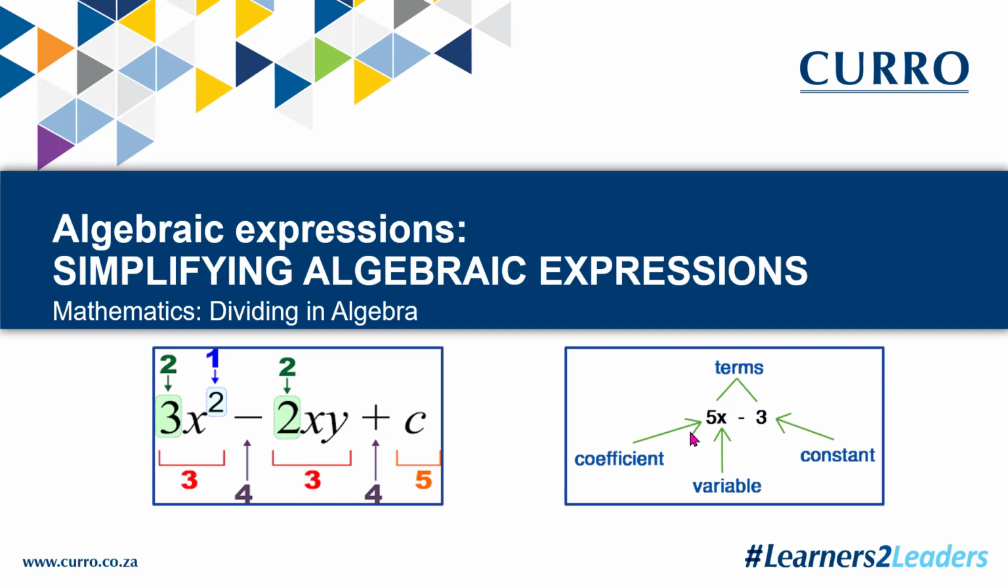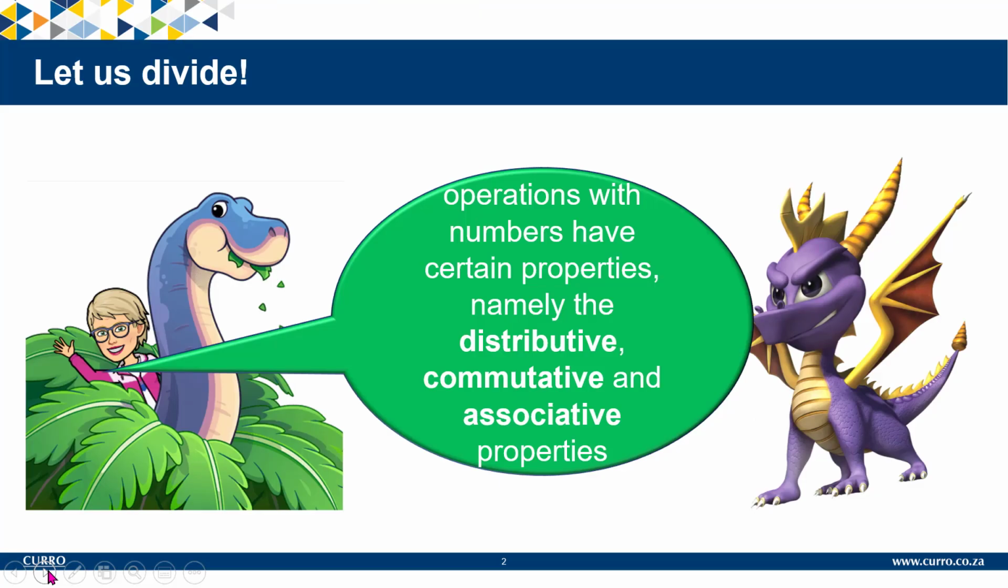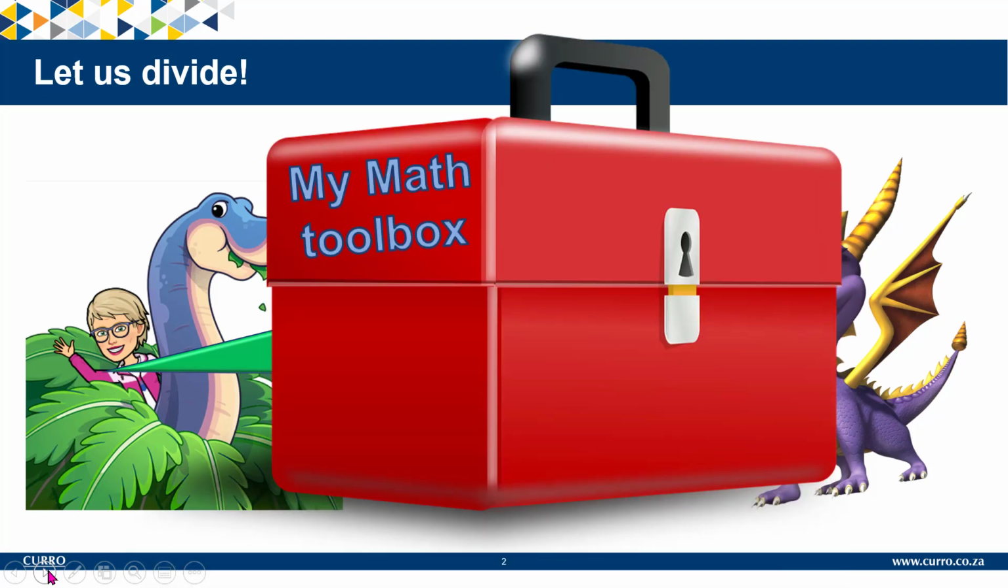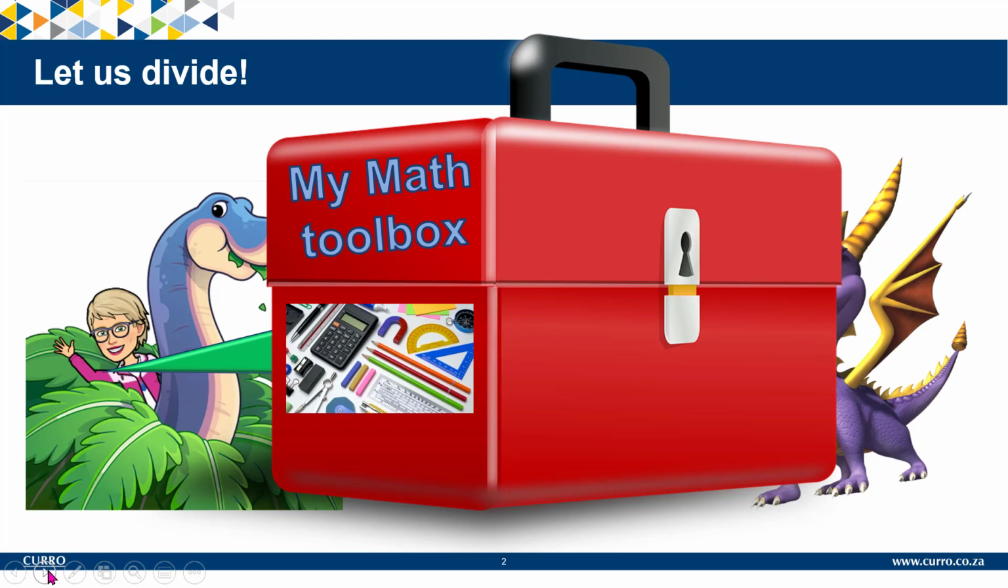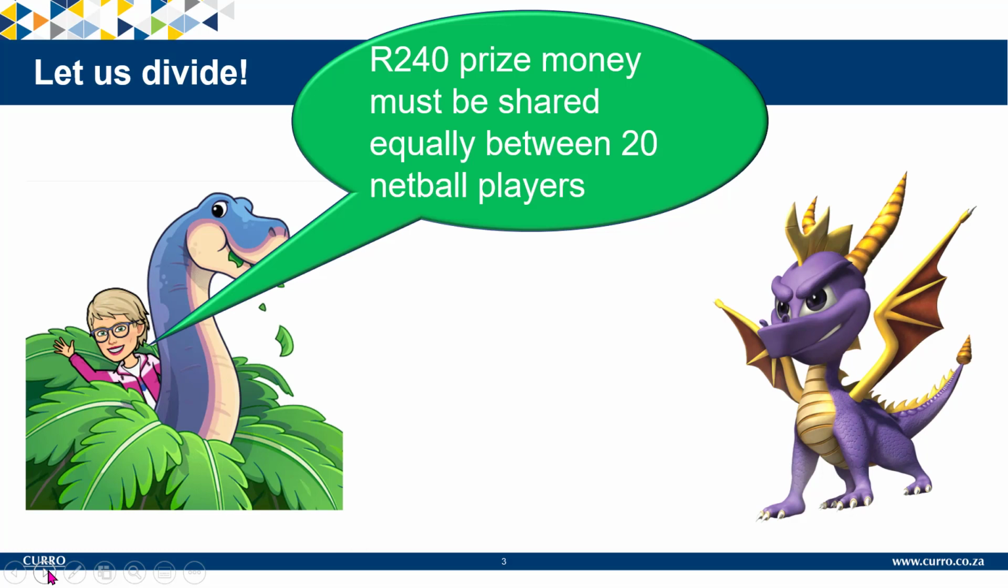In this video, we are going to simplify algebraic expressions by dividing. Remember, operations with numbers have certain properties, namely distributive, commutative, and associative. Yes, we need to fill up our math toolbox with all of these tools so that we can solve problems easily. Let's say we want to divide 240 Rand of prize money.